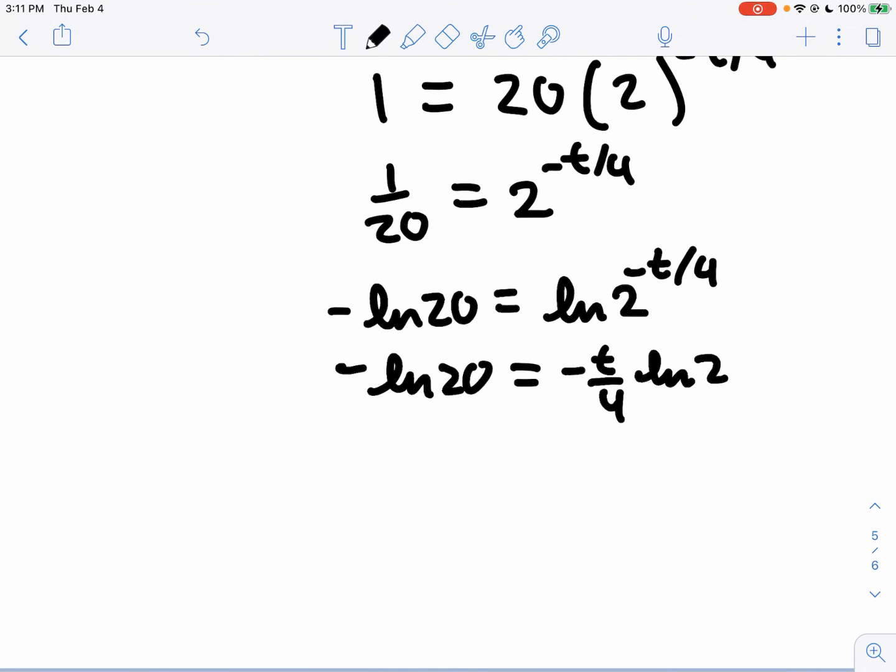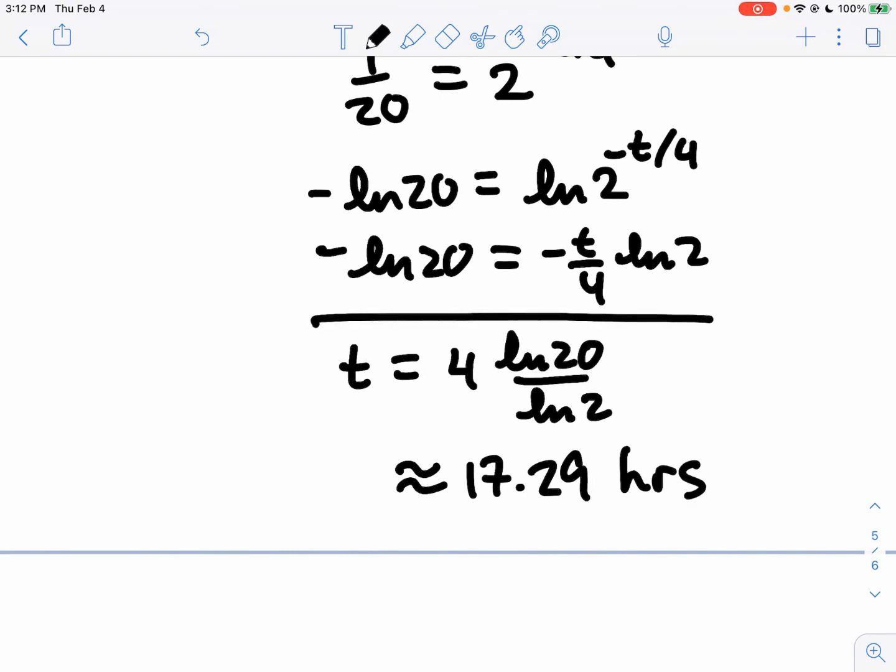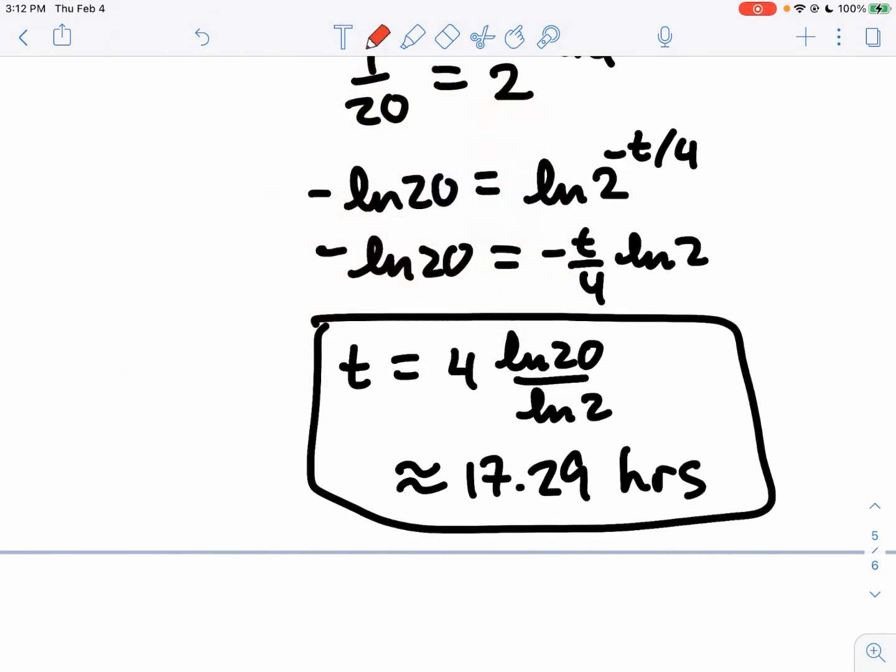And I'm going to divide both sides. I'm trying to isolate t, mind you. So I'm going to divide both sides by natural log of 2, and then multiply both sides by -4. So in the end, I get t is equal to 4 times natural log 20 over natural log 2. And I'm going to do 4 times natural log of 20 and divide that by natural log of 2. This is about 17.29. And this was measured in hours. And there's an answer to question 3.